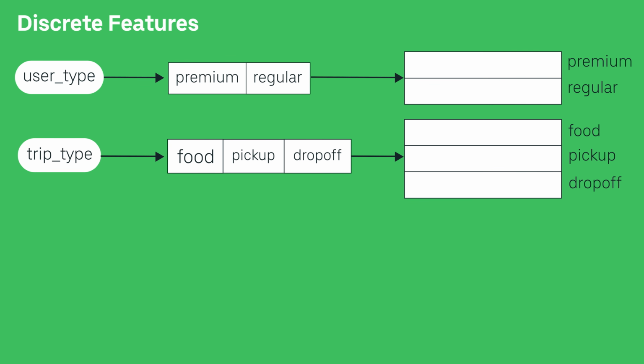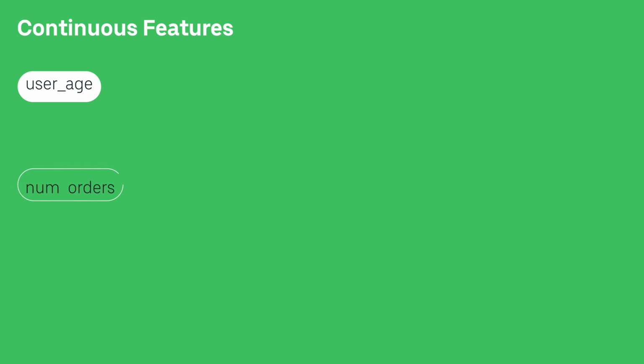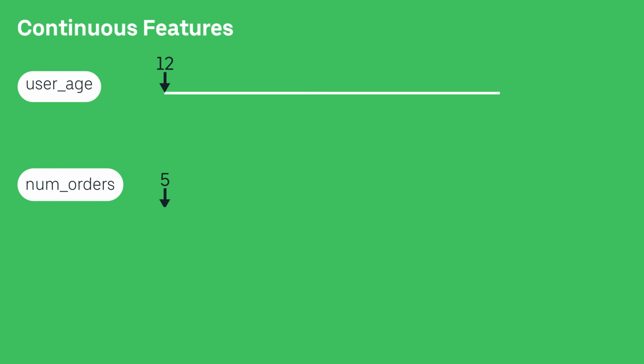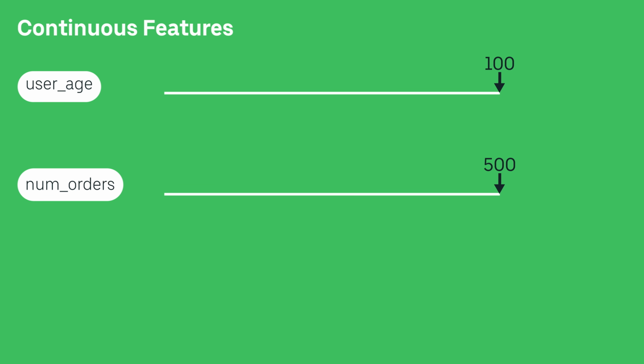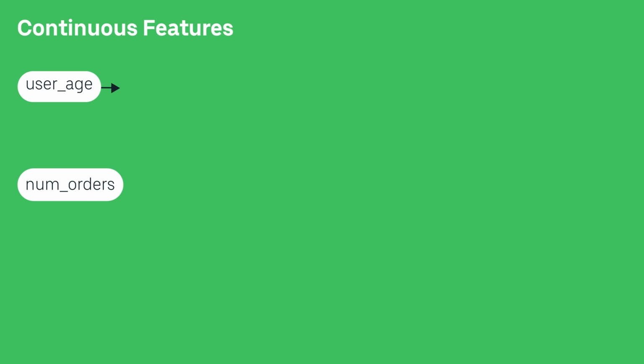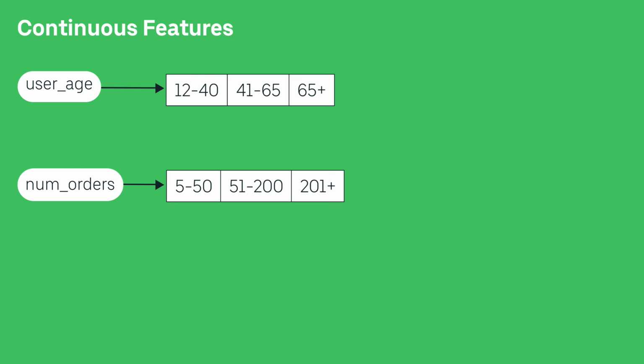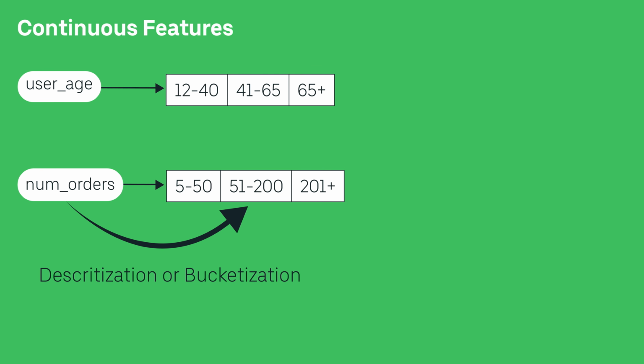But wait, this method is only valid for discrete features. What about continuous features like the user's age or number of past orders? These features can contain continuous numeric values. To create embedding for such continuous features, we can manually create categories with specific ranges of the values. This process of transforming continuous features into discrete features is also called discretization or bucketization.